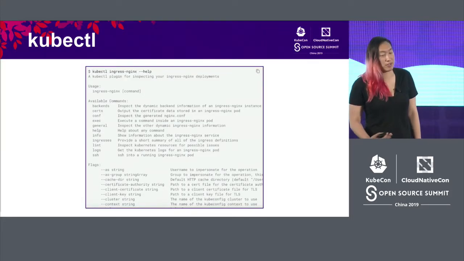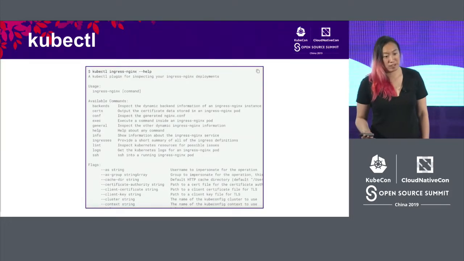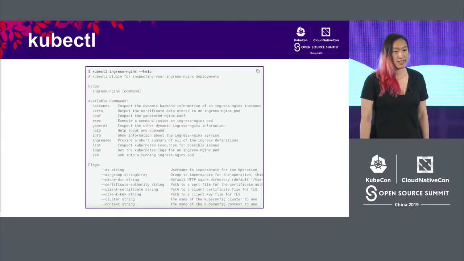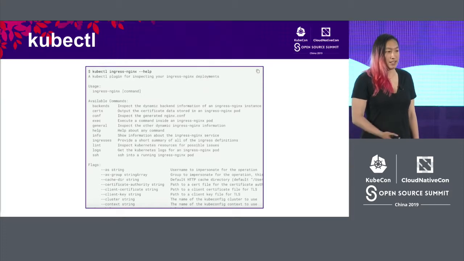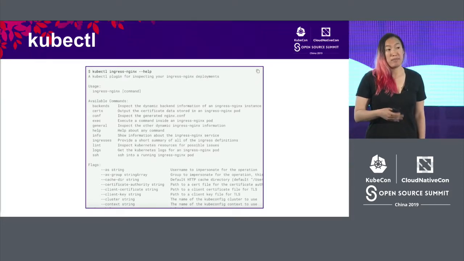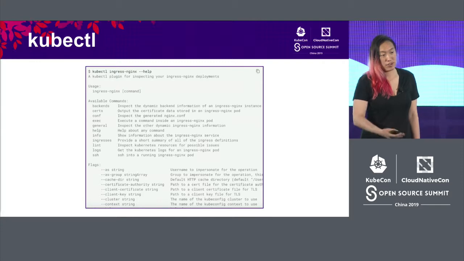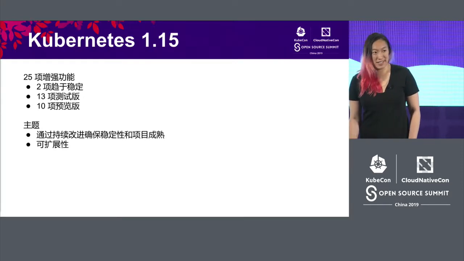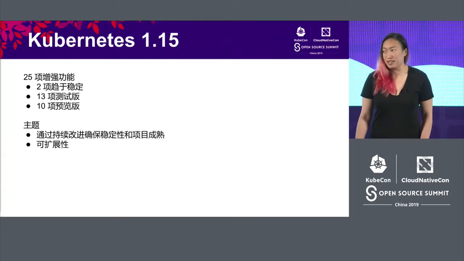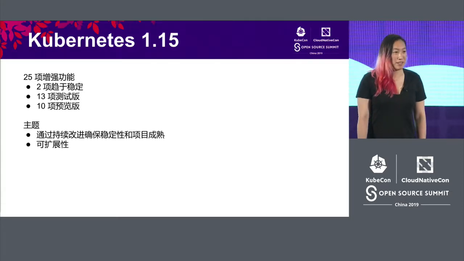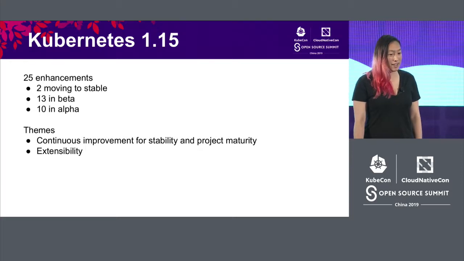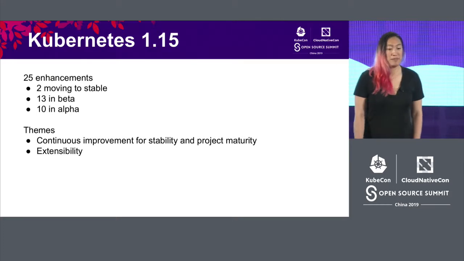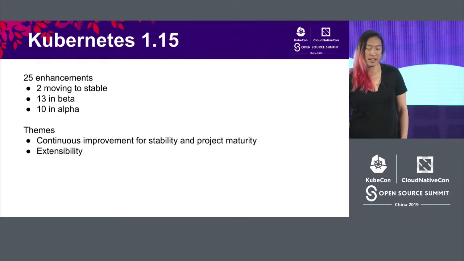So here's an example of a time when you might use a kubectl plugin. This is straight from the Ingress Nginx project. And again, it's an example of when you might want to package some convenient commands for your users. And we also recently saw the release of Kubernetes 1.15. Kubernetes 1.15 came with 25 enhancements, with a focus being extensibility and continuing improvement for stability and maturity.